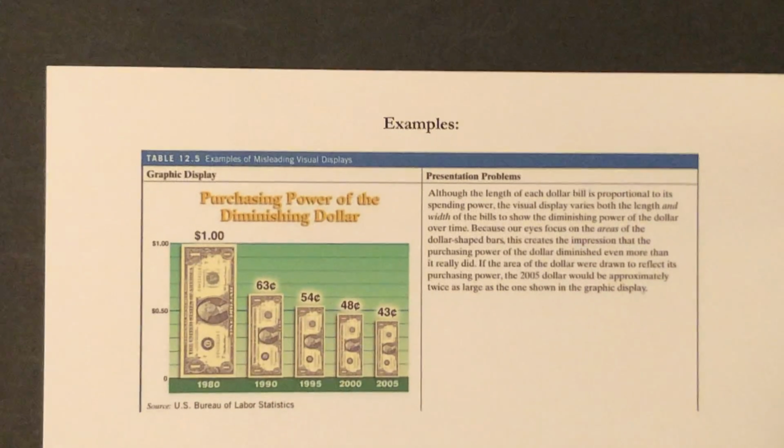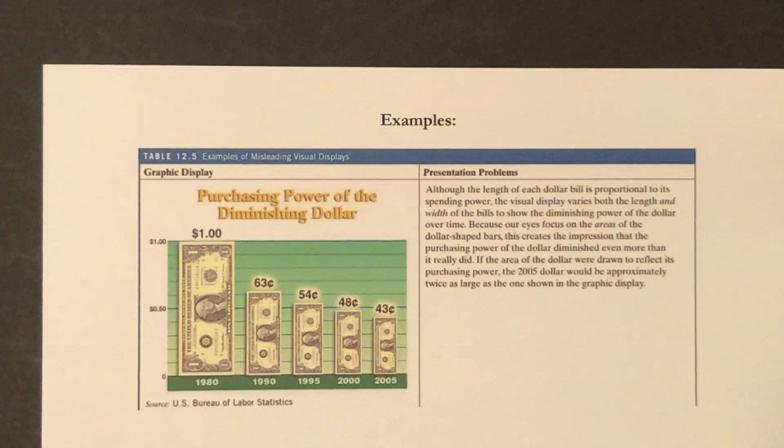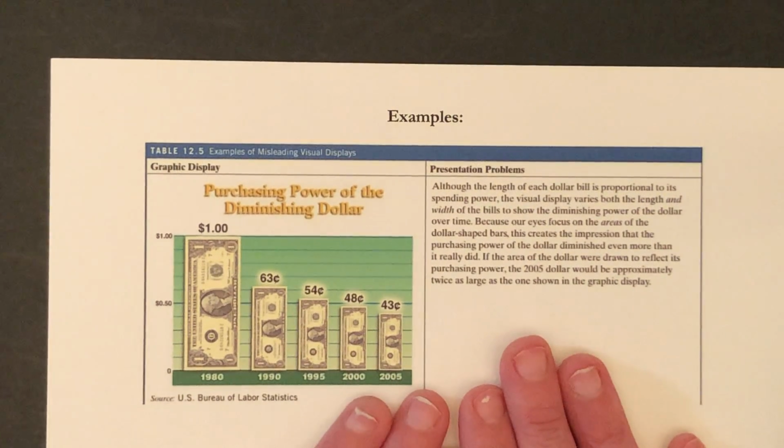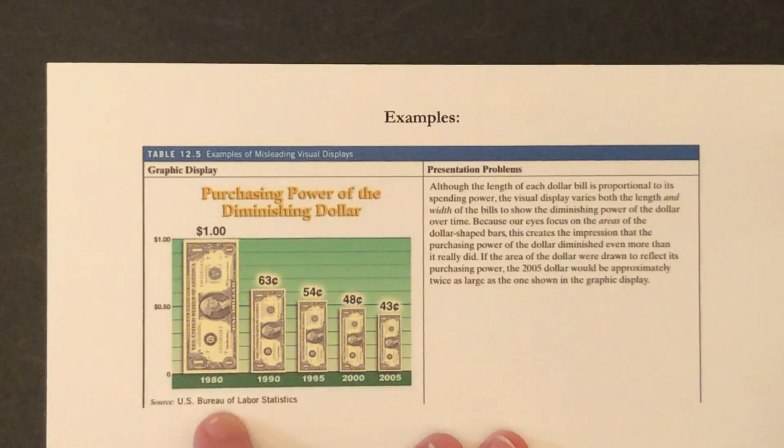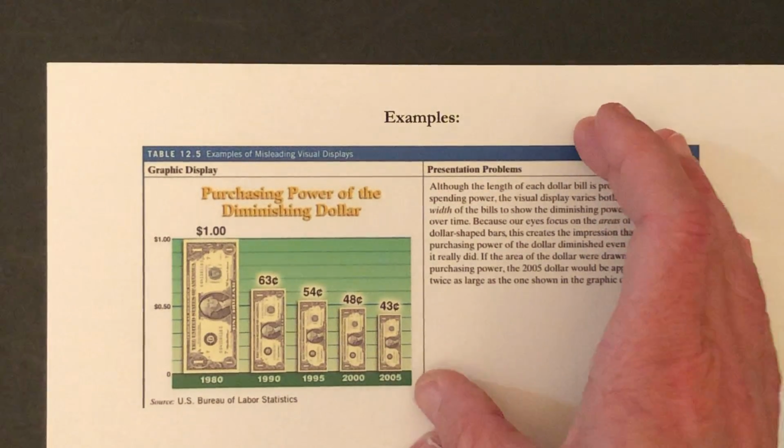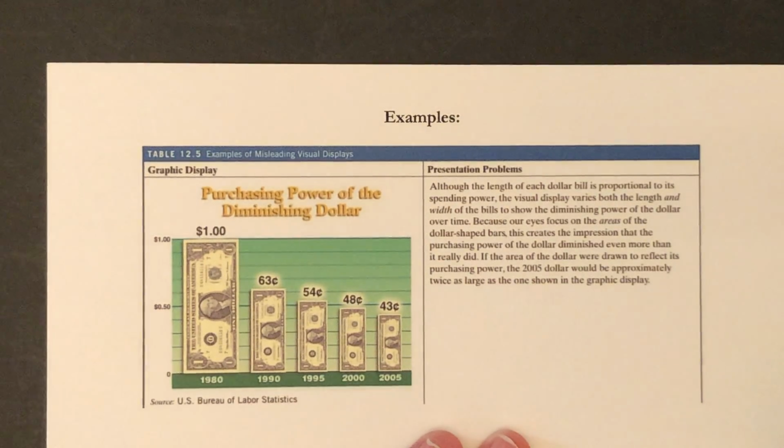I have a couple of example problems. These are all from your book because you don't want me to try to create these graphics myself. This is just an example in the book, in the chapter itself. And they've given us this graphic here. It's the purchasing power of the diminishing dollar. And the source is the U.S. Bureau of Labor Statistics, about as reliable as you're going to get here. And these questions are asking, what is misleading here?